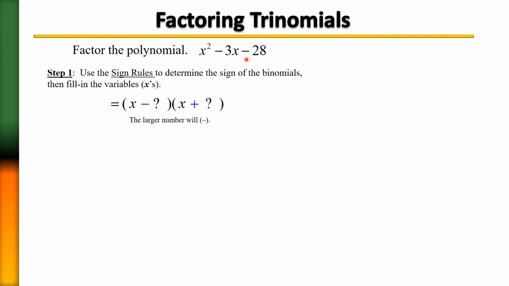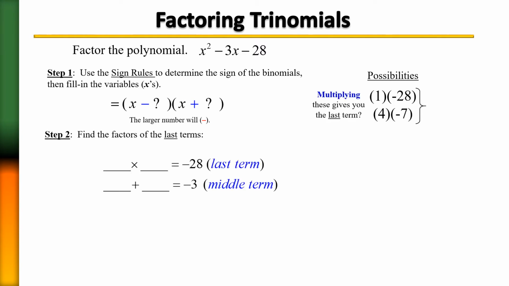So you always look at your last term, which is negative 28, and I look for two numbers that when I multiply them together will equal negative 28. So I'm going to look at all the possibilities, and I'm also going to make sure I write it with the larger number as the negative, and the smaller number by default has to be the positive one. So here are the possibilities. 1 times negative 28 does equal negative 28. 4 times negative 7 does equal negative 28.